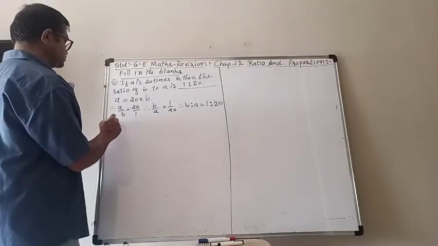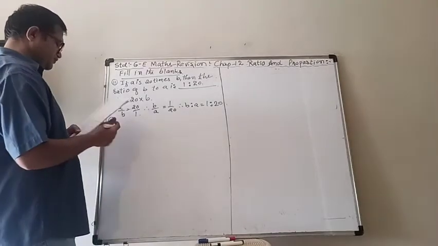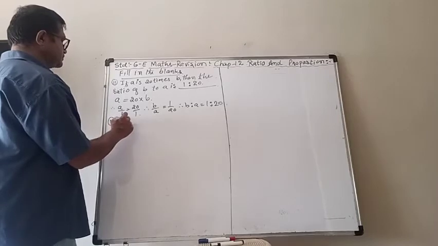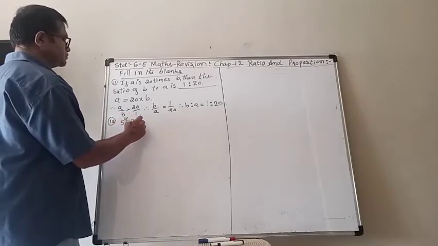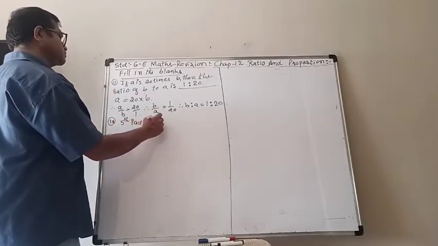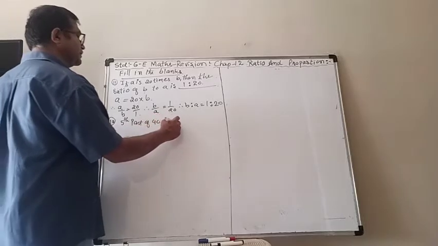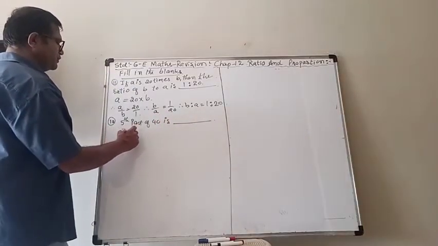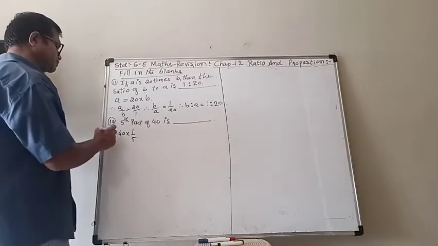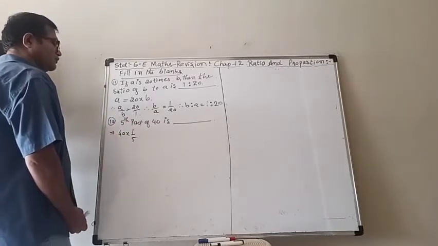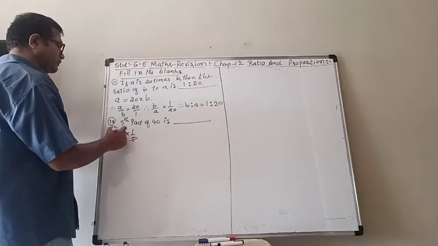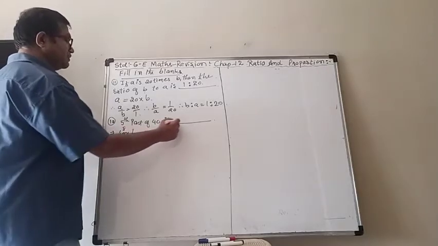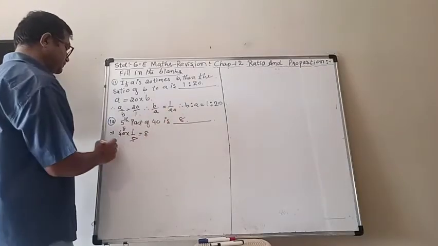Next, the fifth part of 40 is blank. Fifth part means 1 upon 5. So 40 multiplied by 1 upon 5, this is 8. Very, very simple answer.